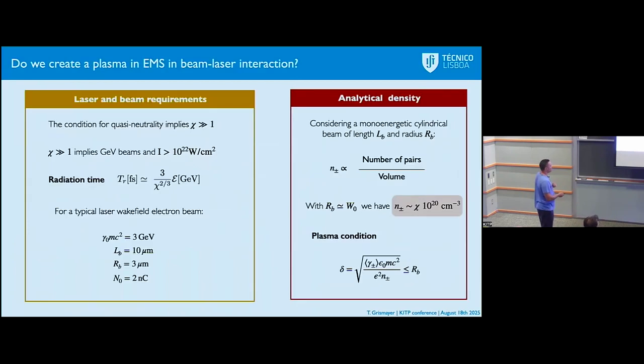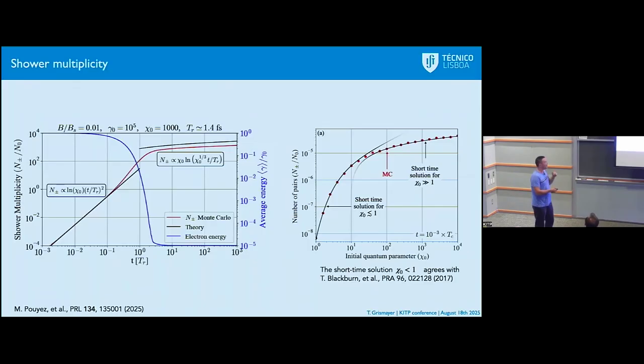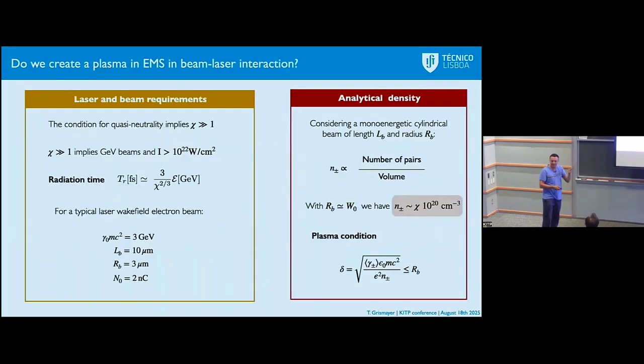So now, do we really create a plasma in beam-laser interactions? First of all, remember, the condition for quasi-neutrality implies chi bigger than 1, because my multiplicity is on the order of chi. So the bigger the chi, the purer is my electron-positron plasma. Chi equal 1 implies GeV beams and 10 to the 22. My radiation time will be this formula. Imagine this is maybe 10-ish, but this is also a big number, so I still remain at femtoseconds. So I will have to use a laser that has at least 10 femtoseconds, which is pretty fine.